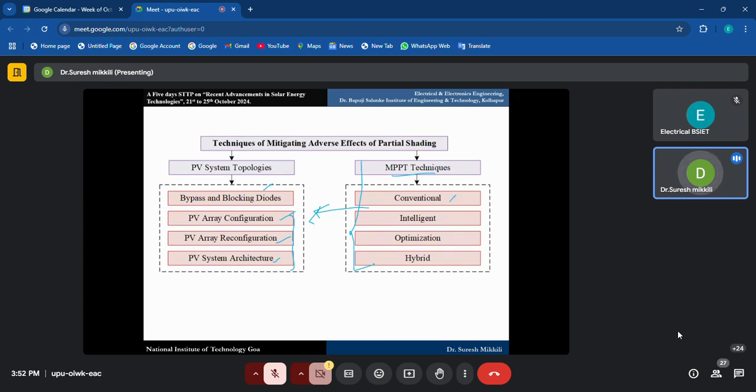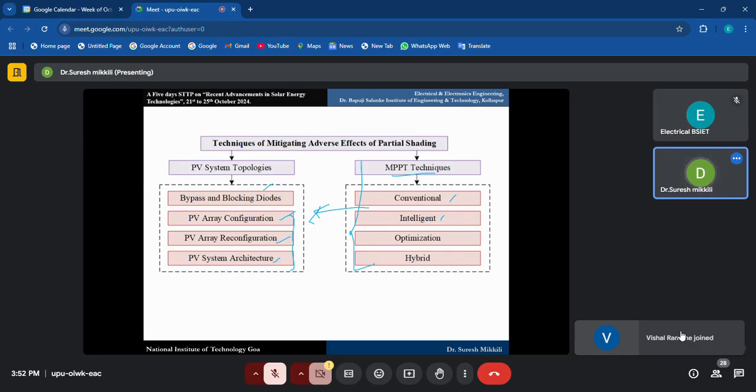We have conventional MPPT techniques, and intelligent ones. You might have heard about P and O, incremental conductance. Those come under conventional MPPT techniques. Intelligent means, as we already discussed yesterday, AI based, fuzzy logic based, sliding mode control based, neural network based MPPT techniques. So these are called intelligent techniques.